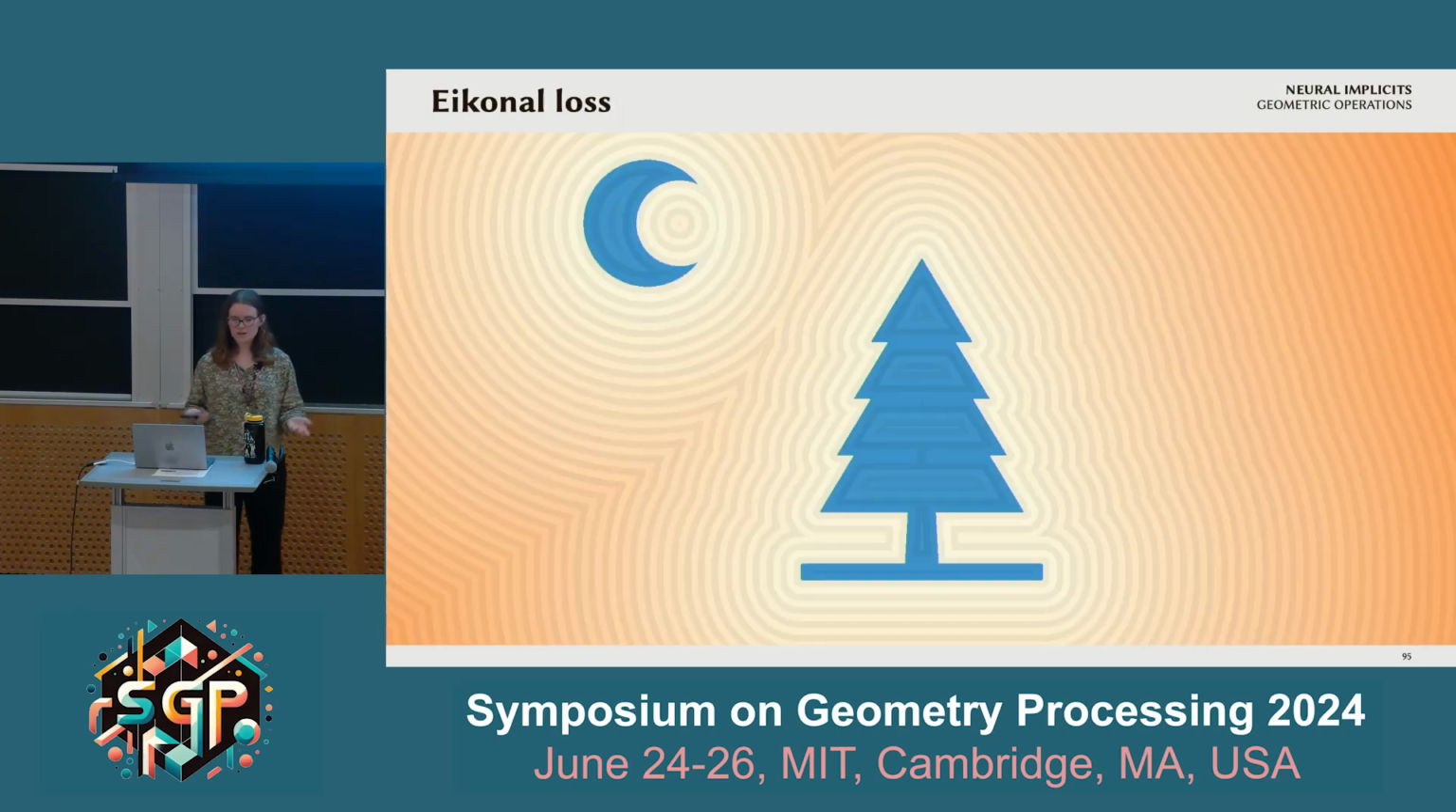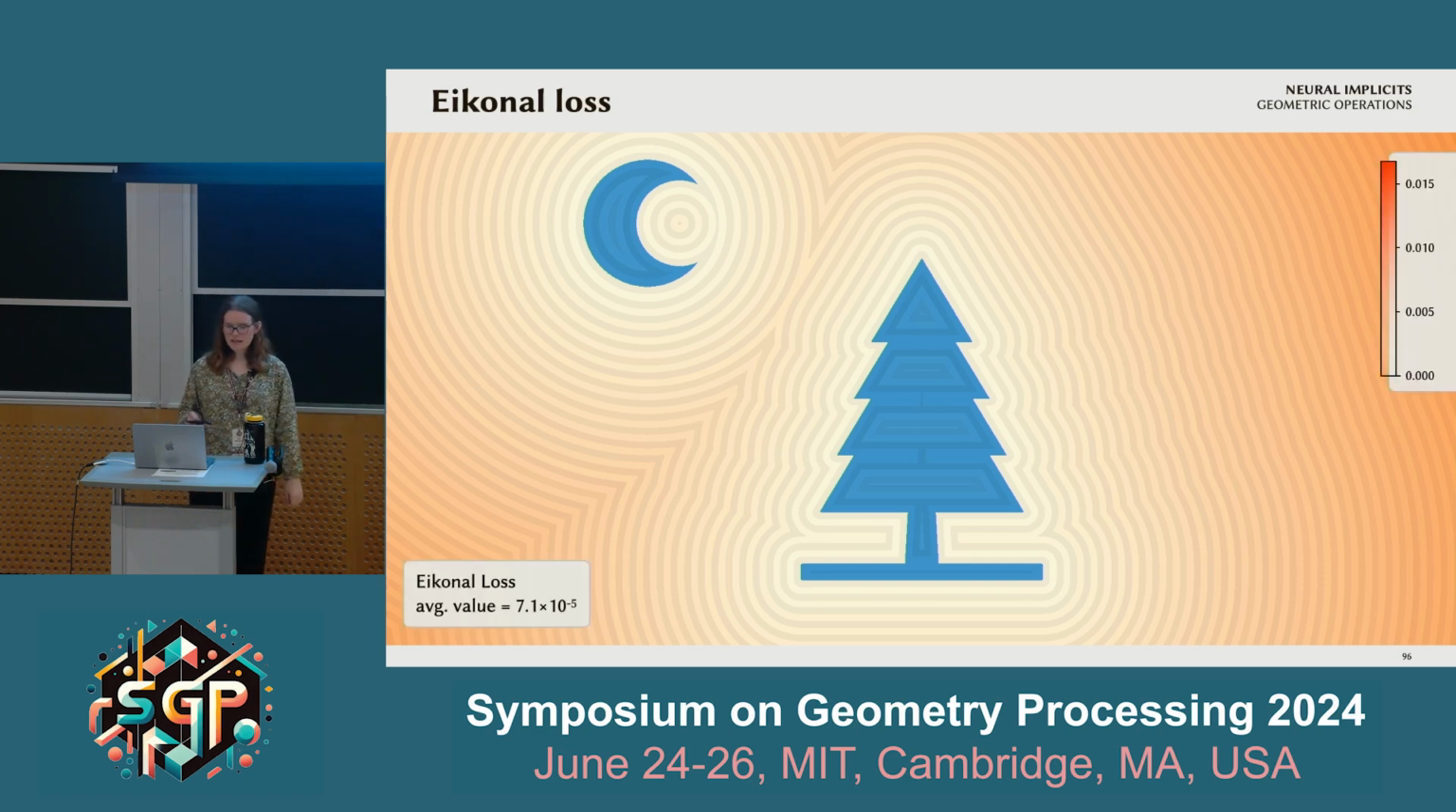And if we look at an eikonal function, like this one of the tree scene, which I made with CSG operations, and we compute the eikonal loss on this pseudo-SDF, we're going to see that we actually get zero loss everywhere, because pseudo-SDFs are by definition eikonal.